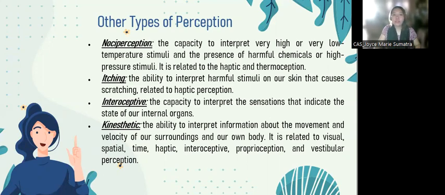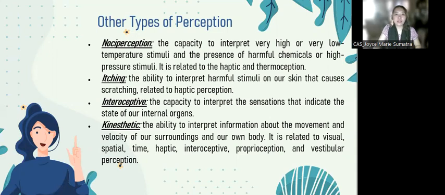Interoceptive is the capacity to interpret the sensations that indicate the state of our internal organs. So these are moments wherein if we don't feel okay physically, we can somehow know that there's something wrong inside our body, specifically a particular part of it. So because we can feel it.